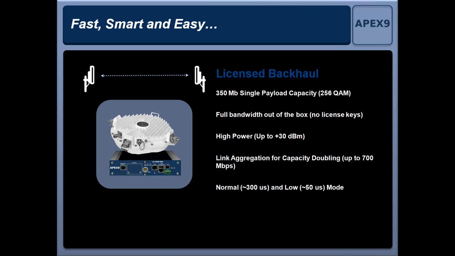We have the ability today for link aggregation, so you can put 2 of these things on the back of a single antenna and double your capacity. So you can then deliver 700 megabits per second of full duplex throughput on a single antenna. So that's 1.4 gig of aggregate. And latency-wise, we have normal mode and an extremely efficient low latency mode that gives us industry-leading latency in the market.